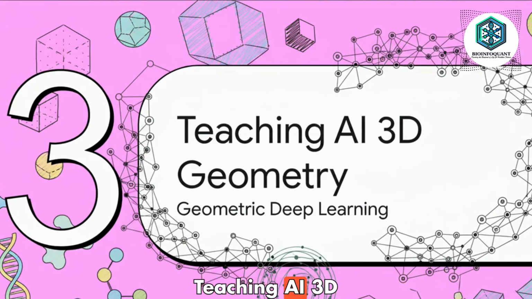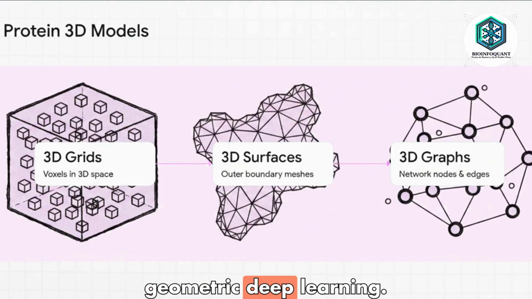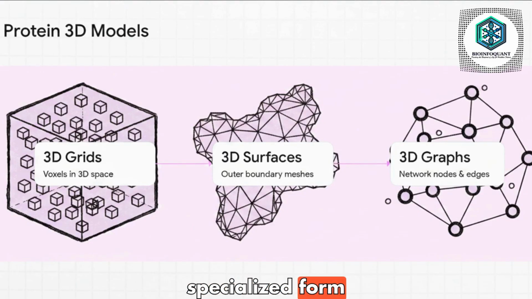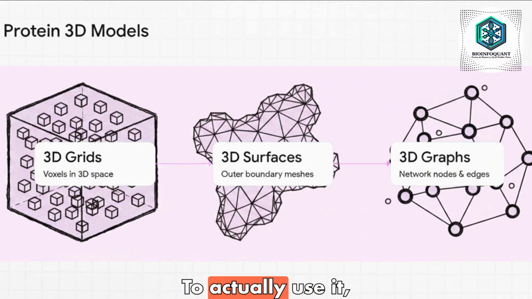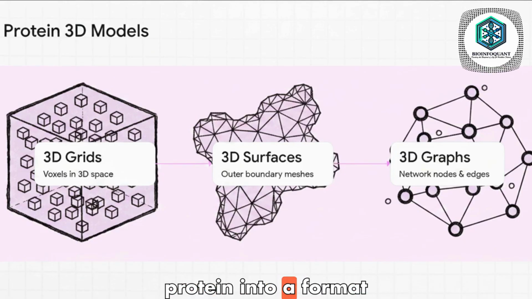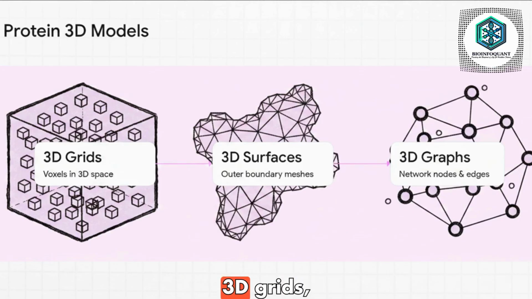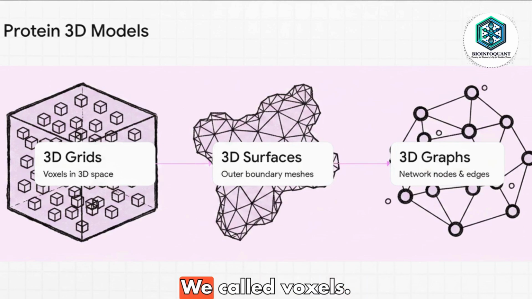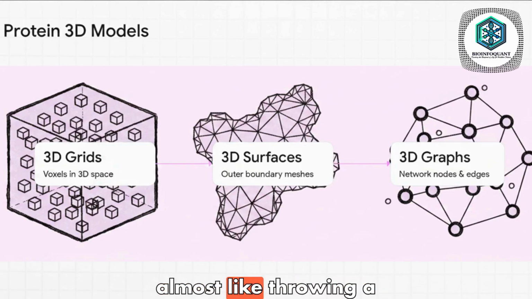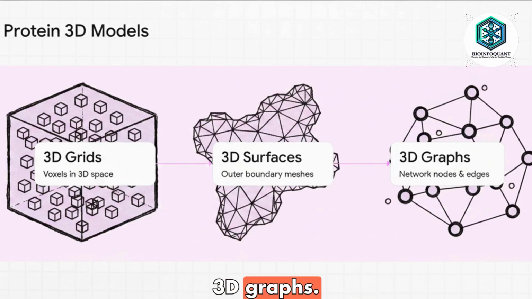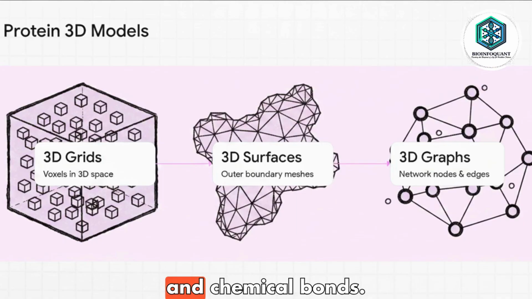Section 3. Teaching AI 3D Geometry. And this brings us to the real hero of our explainer, geometric deep learning. This is a highly specialized form of machine learning designed from the ground up to handle those messy, non-Euclidean structures. To actually use it, we first have to translate a protein into a format the AI can see. The source review highlights 3 main ways we do this. First up, 3D grids, which slice up space into little 3D cubes called voxels. Second, we have 3D surfaces, which map out the outer boundary of the protein, almost like throwing a polygon mesh over it. And third, 3D graphs. These treat the molecule as a network of nodes and edges, which perfectly mirrors the actual atoms and chemical bonds.